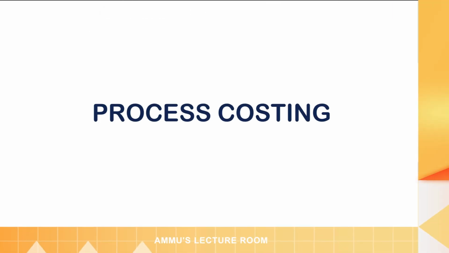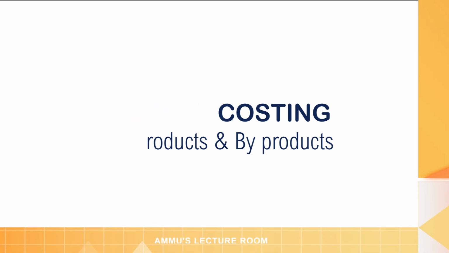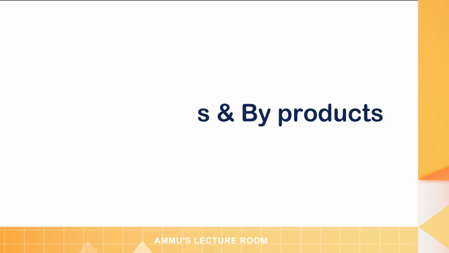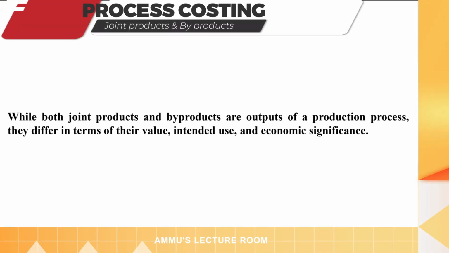While learning about process costing, we also need to know about joint products and byproducts. Production of an article may give rise to joint products or byproducts. Now let's see joint products and byproducts in detail. Joint products and byproducts are two concepts related to the production process, specifically in the industries where multiple products are derived from a common input or raw material. Both joint products and byproducts are output of a production process. They differ in terms of their value, intended use, and economic significance.